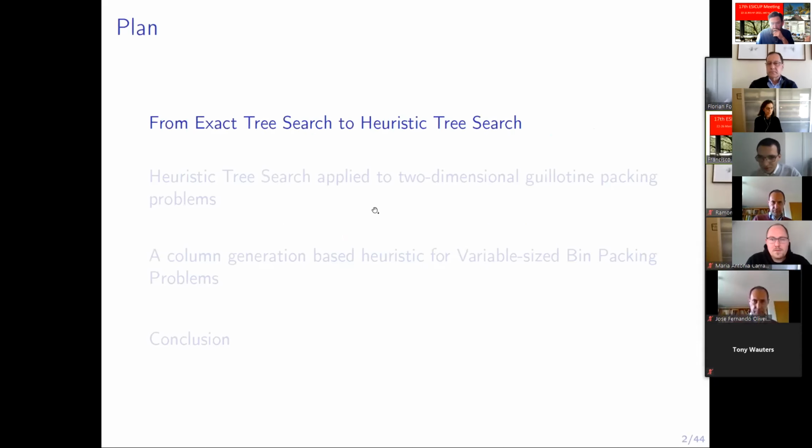So first I will say a few words about heuristic tree search, and then I will talk about how it's applied to packing problems, and finally I will talk about the column generation heuristic.